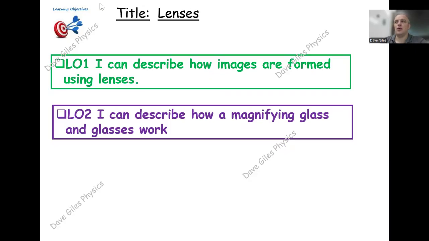Today we are looking at lenses. So the bulk of the lesson will be describing how images are formed using lenses, and we'll also describe how magnifying glass and glasses work.